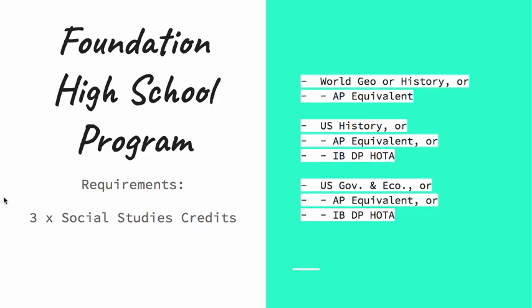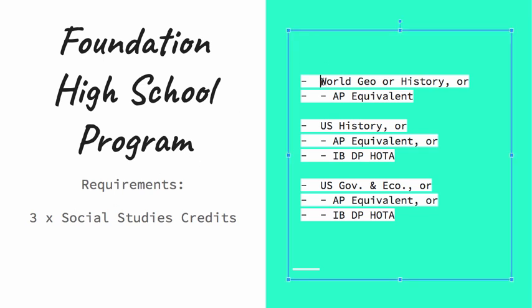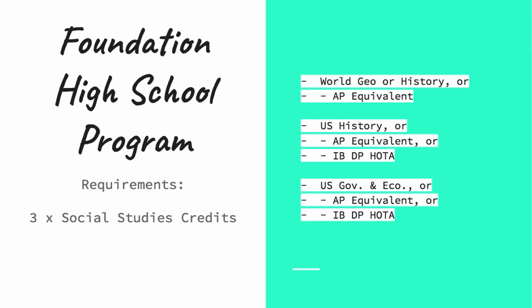So the next thing, you need 3 social studies credits, but you're expected to have 4 by the time you graduate from here. So the state says you have to have World Geo or World History or an AP equivalent, so like World Geo AP or WAP.